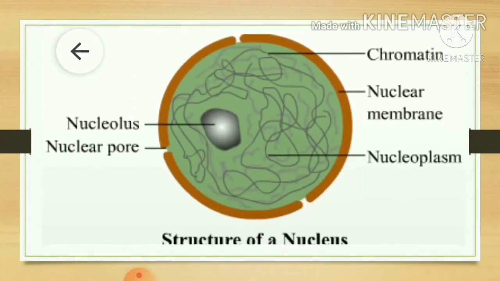You can see here the figure of the nucleus. The orange color boundary portion is the nuclear membrane. The middle portion is nucleoplasm, and the center portion you can see is the nucleolus. Inside a nucleus there is one more spherical body which is the nucleolus. So basically the nucleus contains three main components: nucleolus, nuclear membrane and nucleoplasm.